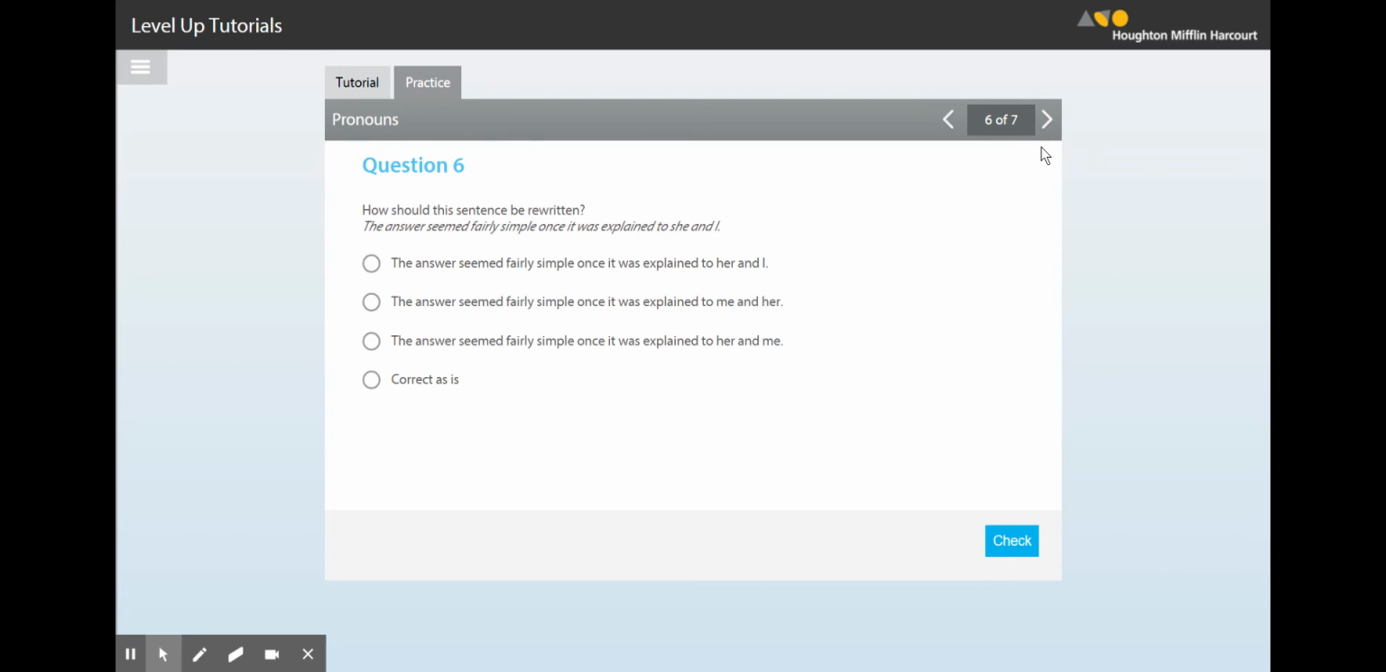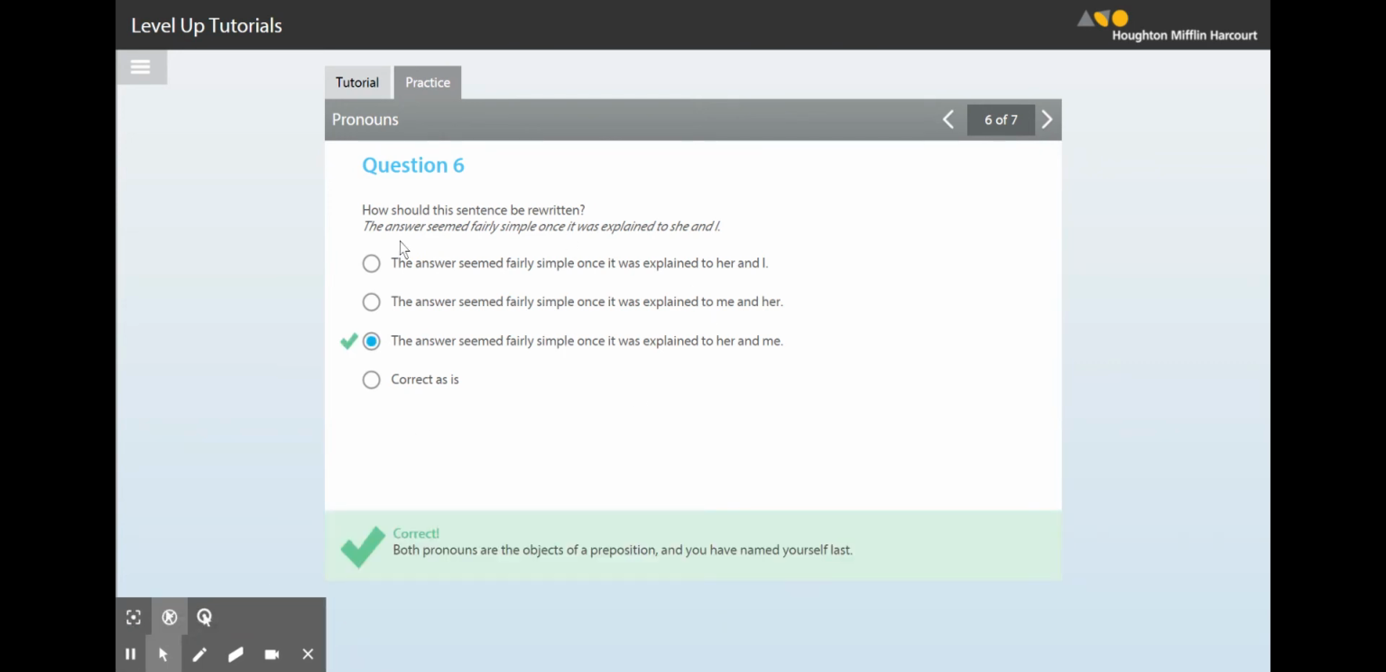How should this sentence be rewritten? The answer seemed fairly simple once it was explained to she and I. At first it sounds correct to our ears, she and I, but my subject of the sentence is the answer. That's what I'm talking about. So she and I need to change to she and me because both pronouns are objects of the preposition. I need to name myself last, and these are being used objectively.